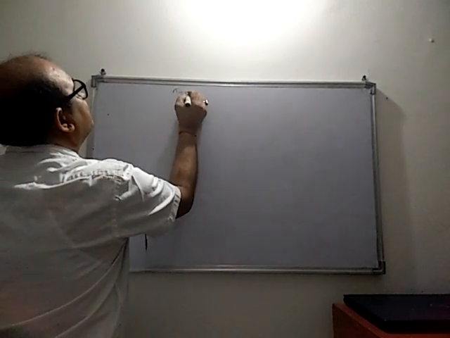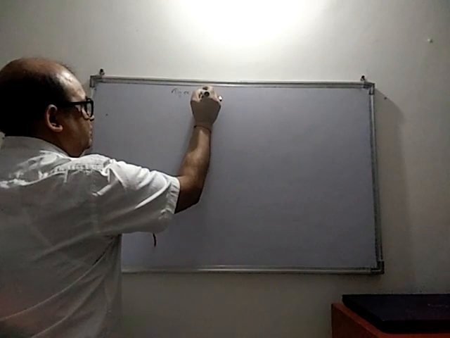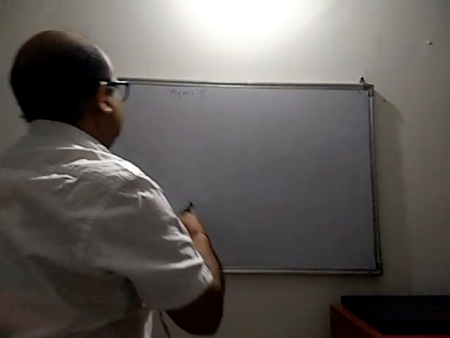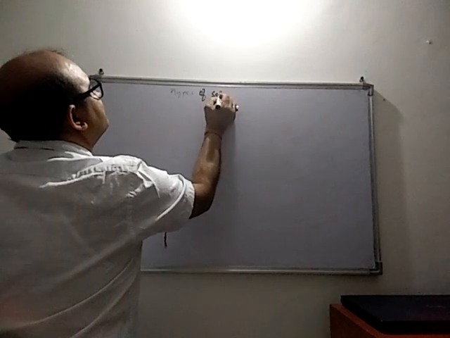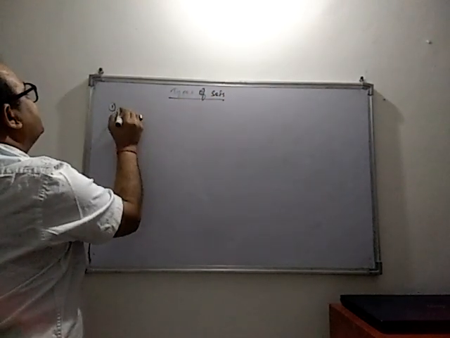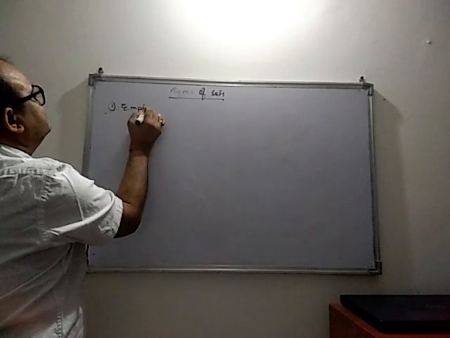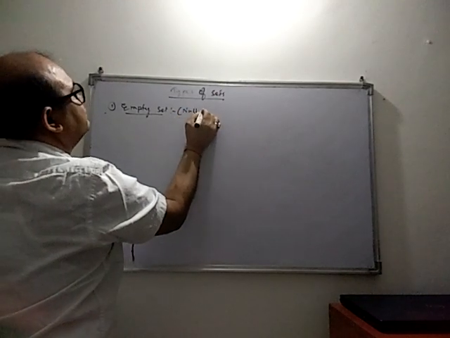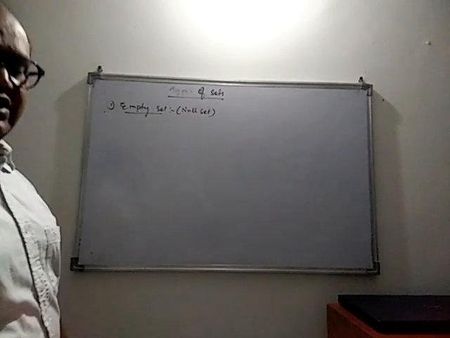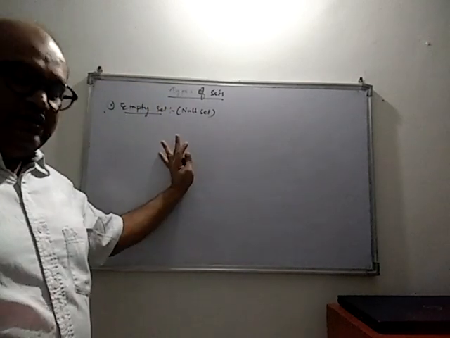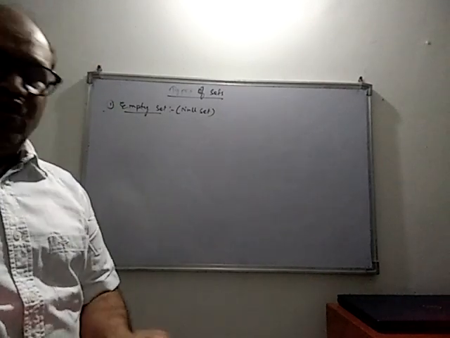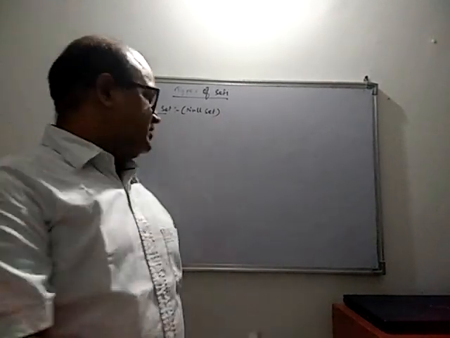Types of sets. Now, first is the empty set. What is an empty set? This is also known as the null set. Empty set or null set: a set containing no element. That is, a set which has no element in it is called an empty set.